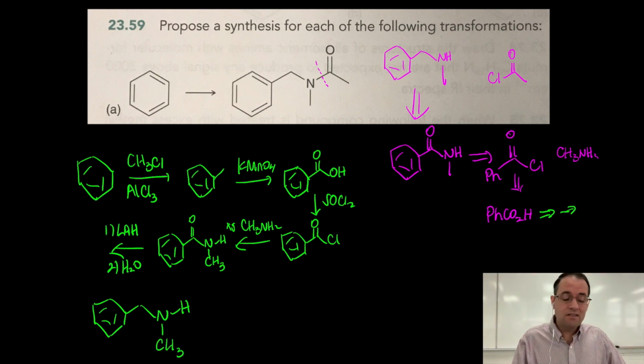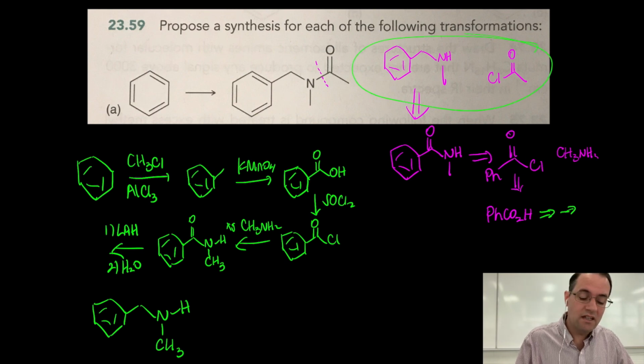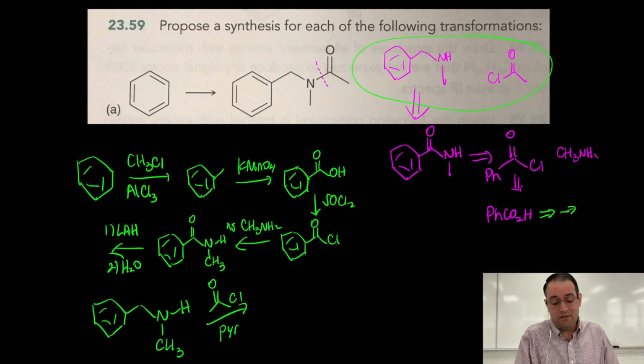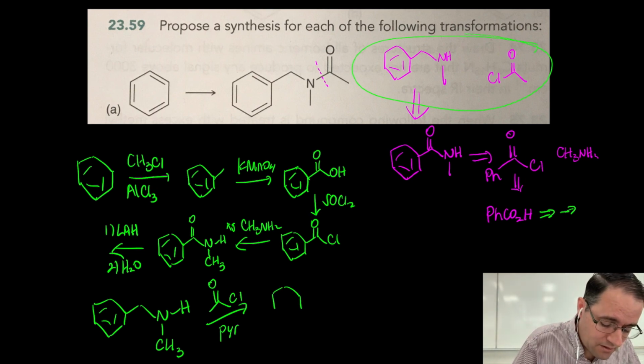Now we need to acylate it. This was the key disconnect that I did at the very beginning. We're going to take this very complicated amine here, okay, benzyl methylamine if you want to call it something, and we're going to treat it with acetyl chloride, a bit of pyridine. I don't want to use two equivalents of that amine. I just spent so much time making it. It's probably expensive. So I'll use pyridine, and that's going to make the target molecule.